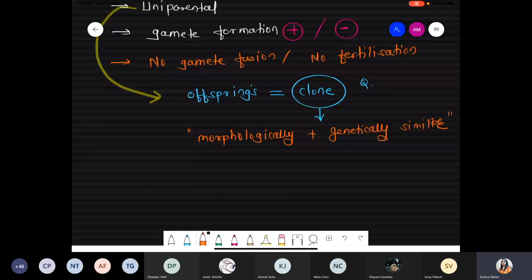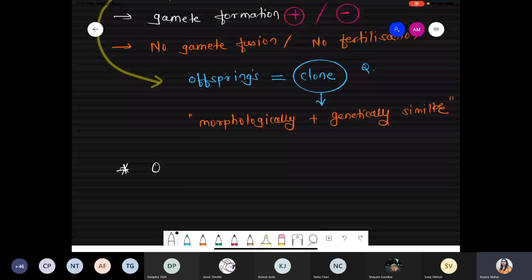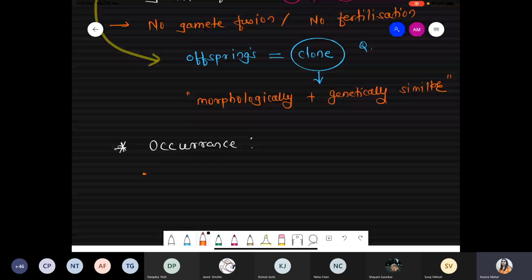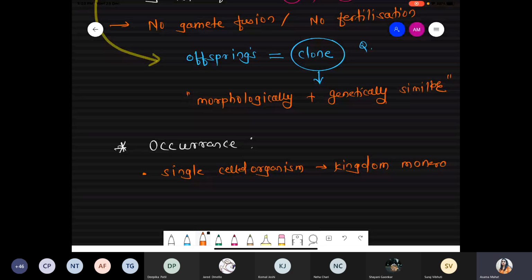Next point, we are talking about occurrence, where this type of asexual mode of reproduction is present. Occurrence, first one we are talking about, they are very common in single celled organisms. And you know very well, single celled organisms mostly belong to the category of kingdom Monera, that is bacteria, as well as kingdom Protista, because they are all unicellular. So kingdom Protista and kingdom Monera show the asexual mode of reproduction, which is very common.